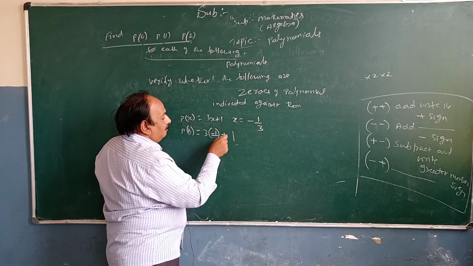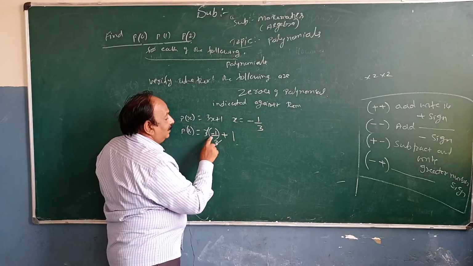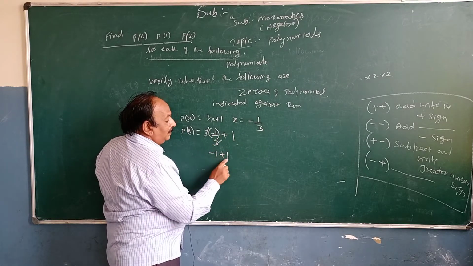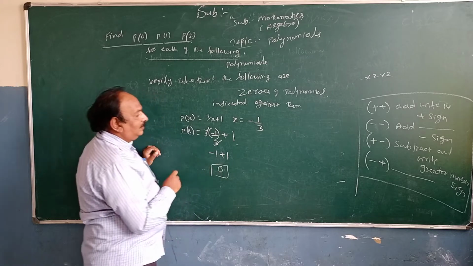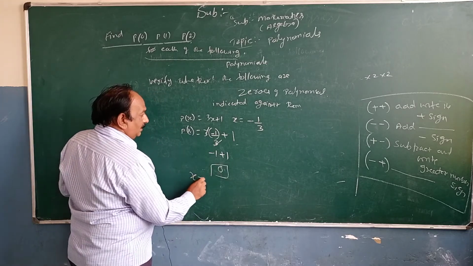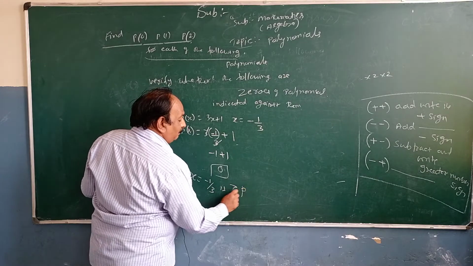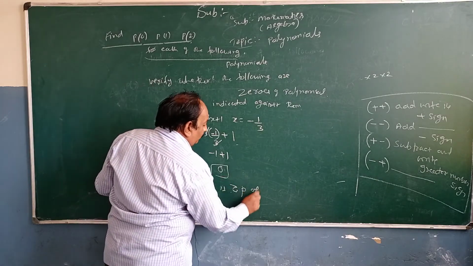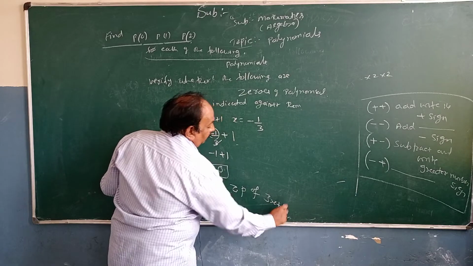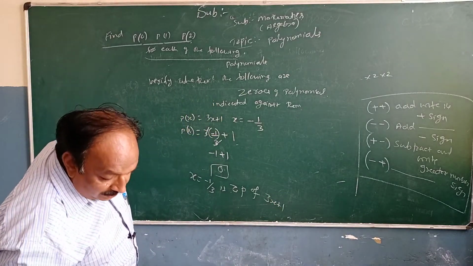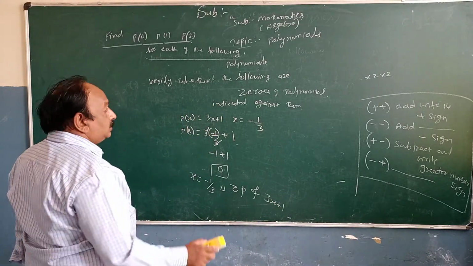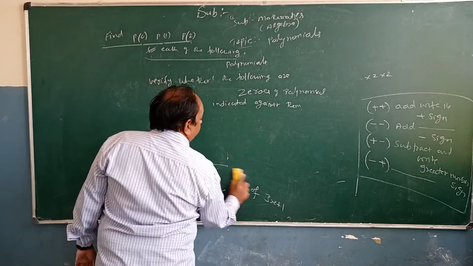3 and 3 cancel. Minus 1 and plus 1, plus 1 minus 1 become what? 0. Therefore, x is equal to minus 1 by 3 is a zero of the polynomial 3x plus 1. Next I will pass on to one more problem.